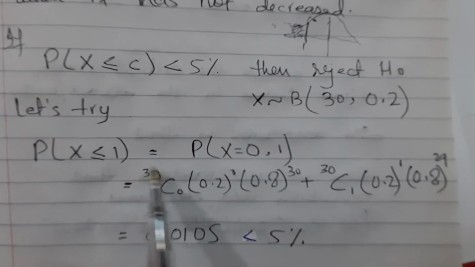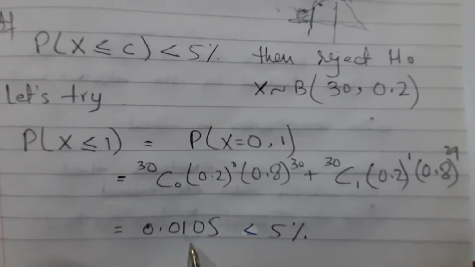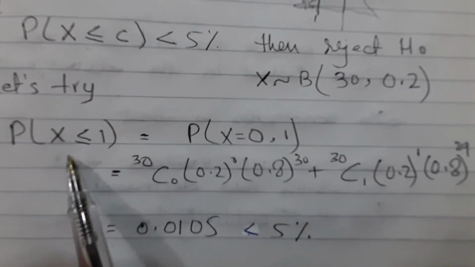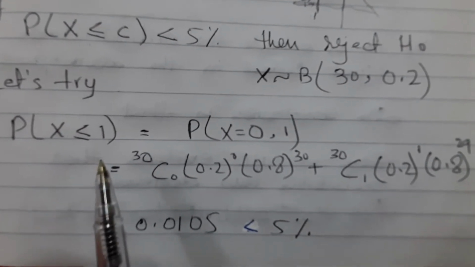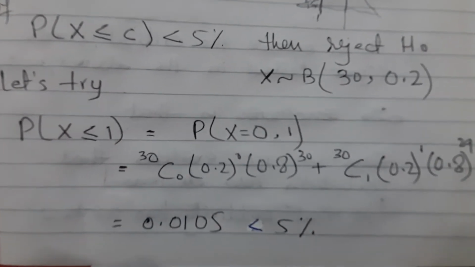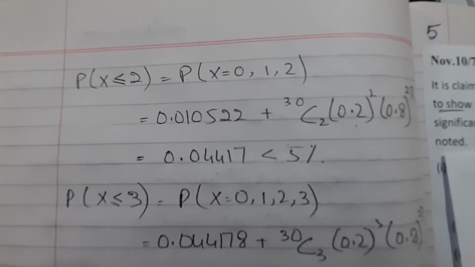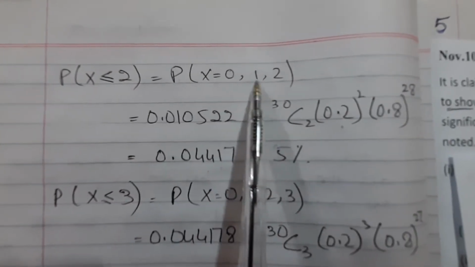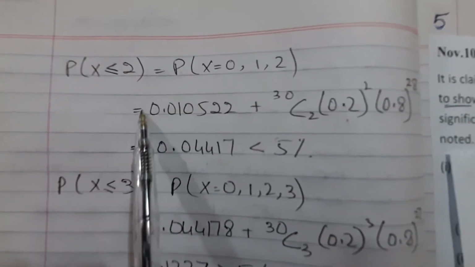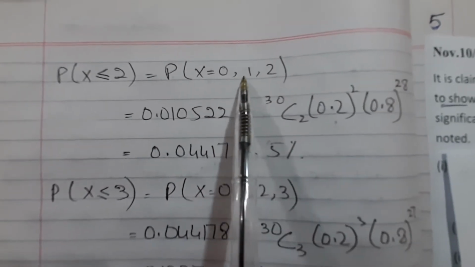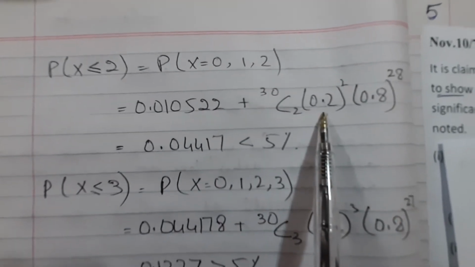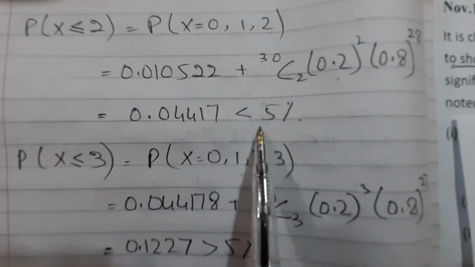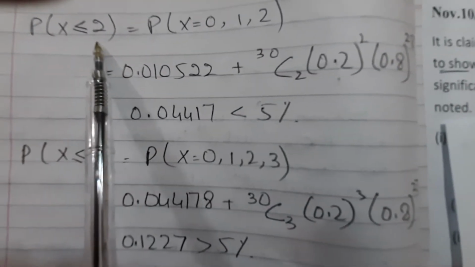I'm doing x less than or equal to 1. My answer is coming 1%. So it is in the critical region. So I will try at 2 now. If it also comes in the critical region, I will try for 3. So let's try. Okay, so now I am trying for x less than or equal to 2. When I tried for less than or equal to 2, I used the answer I got from less than or equal to 1 in the previous part. So I only tried for 2 now and added up. My answer is 4.4%, which is less than 5%. So this is also falling in the critical region.